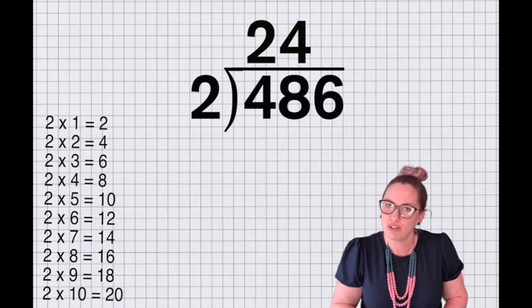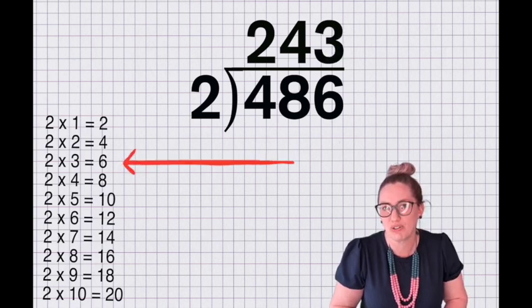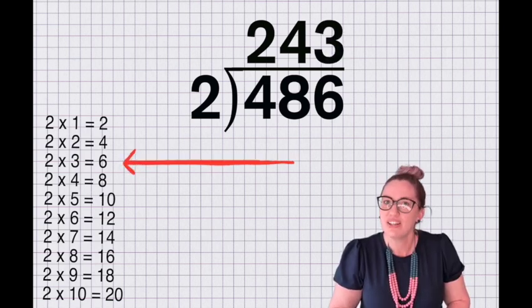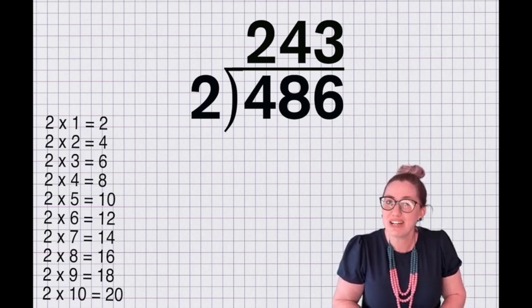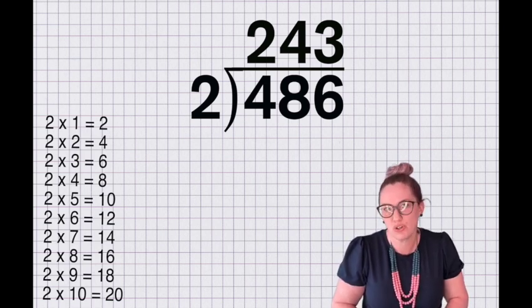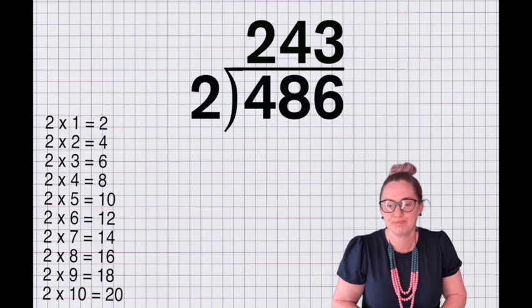6 divided by 2. Let's check our 2 times tables again. If 2 times 3 is 6, 6 divided by 2 is 3. So our answer to 486 divided by 2 is 243. We're going to move into one more example.